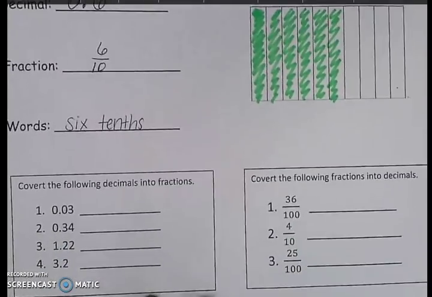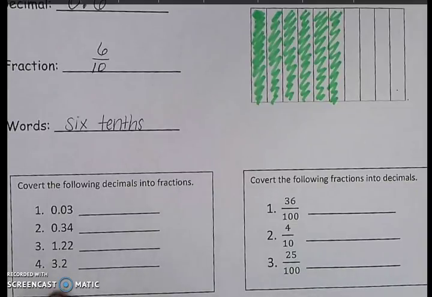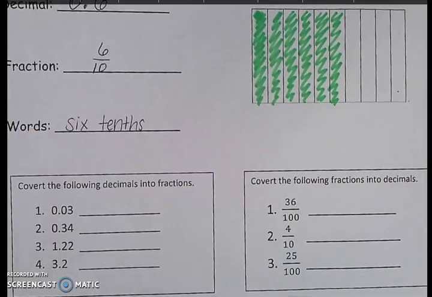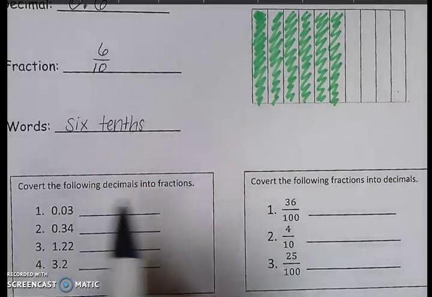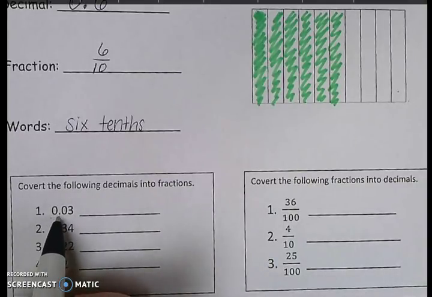Now, at this point in the video, I want you to pause it, and what I want you to do is try to convert the following decimals into fractions and the following fractions into decimals. After you do this, finish watching the video and see if you were correct or not. Okay, so at this point, you should have already tried these on your own to see what you understand so far. So first, I have 0.03.